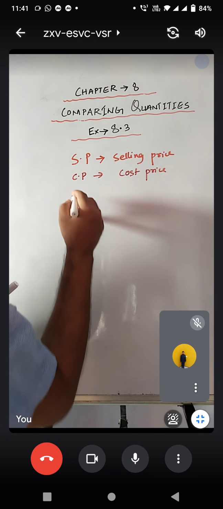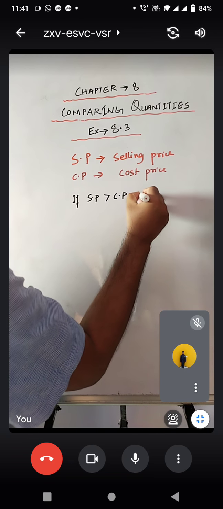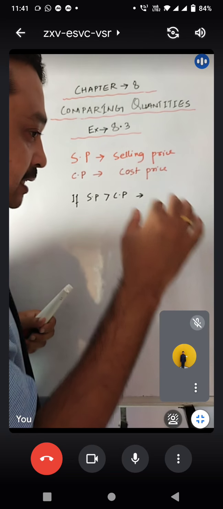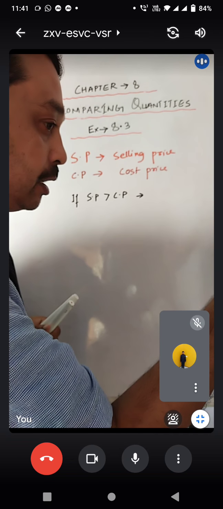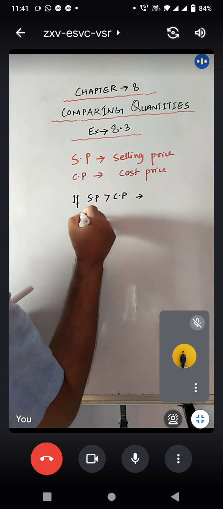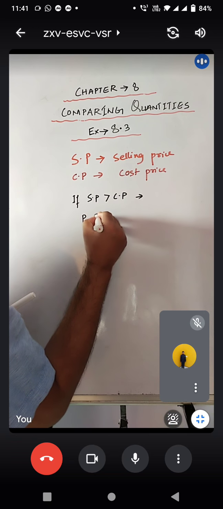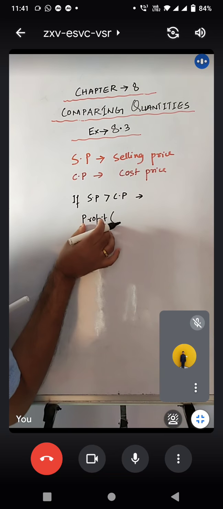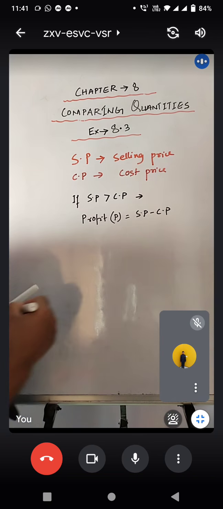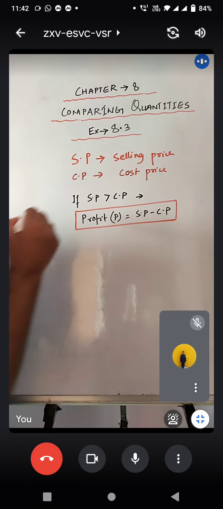Now suppose SP is greater than CP, that is, the price at which you are selling is more than the price at which you have bought. Then anyone will make a profit. So what is the formula of profit? The difference between SP and CP. The abbreviated form of profit is P, that is, P equals SP minus CP. So this is the formula of profit.